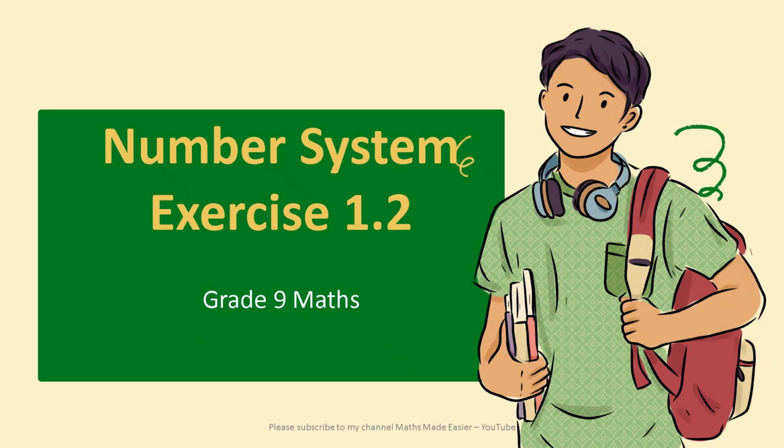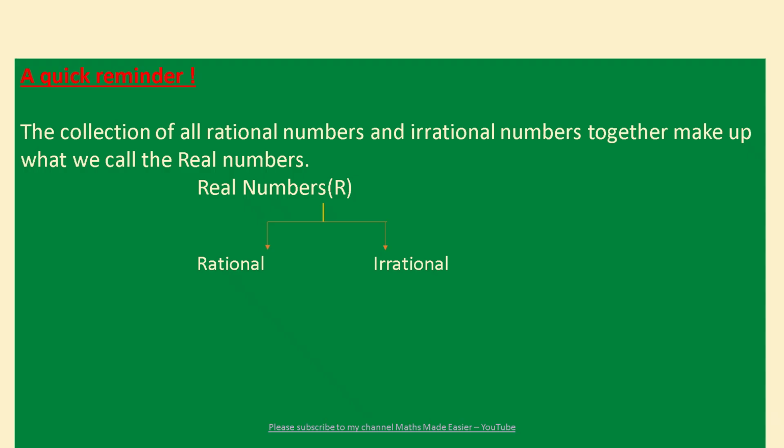Made easier. Here we can look into exercise 1.2 under the number system. A quick reminder on the real numbers. What are real numbers? We all know that it is a collection of all the rational numbers and the irrational numbers.